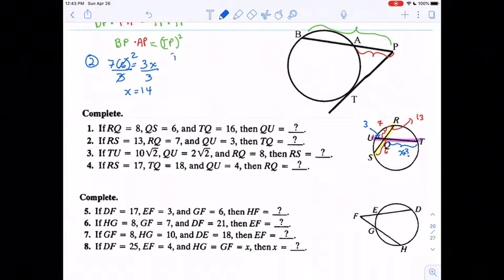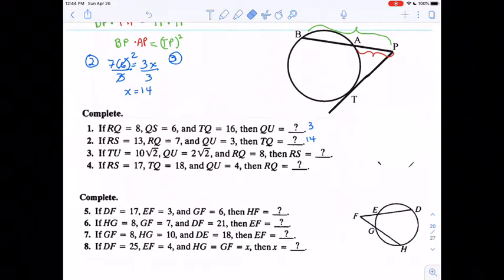Can I have you try number 1? If you hit pause, check your answer. The answer should be 3 for number 1. We got 14 for 2. Number 3, I'm going to do together, and I am going to erase what I have here.